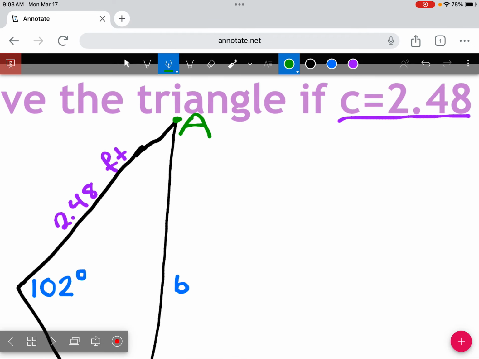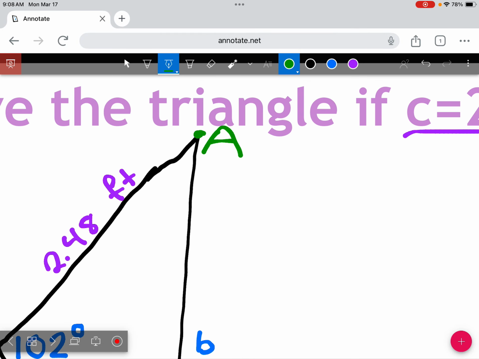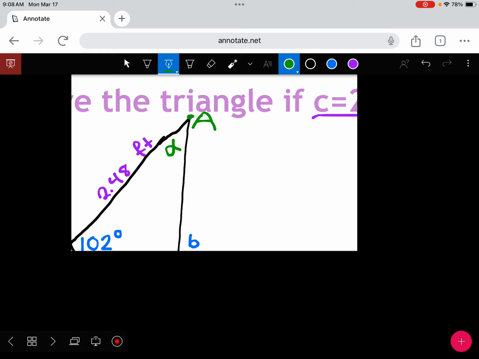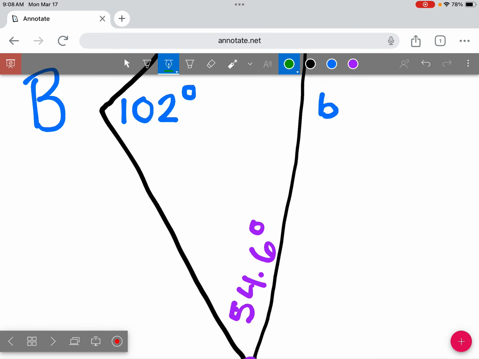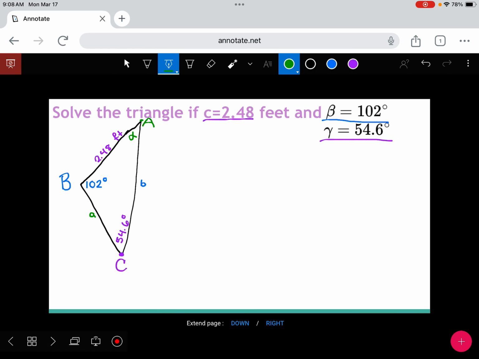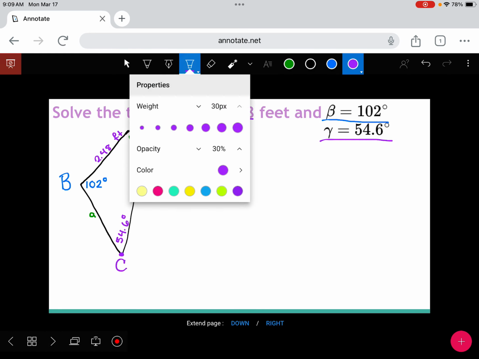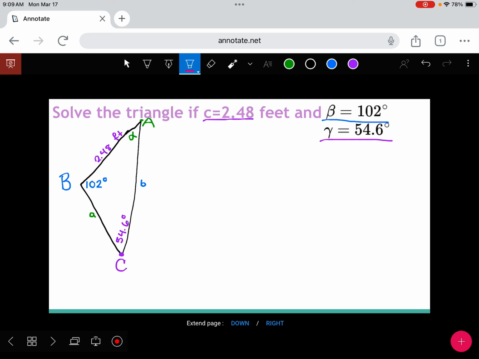So the pieces that we need to find are angle alpha, side B, and side A. Those are the pieces we're trying to find. We need to make sure we get all the pieces. When it says solve the triangle, it means find all the pieces. We need this angle, this side, and this side.